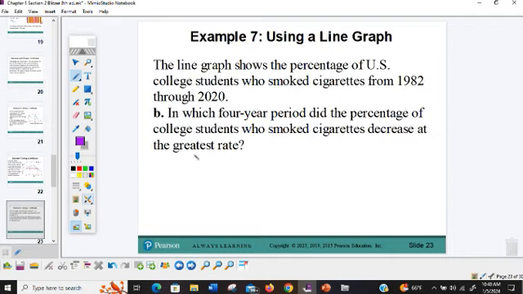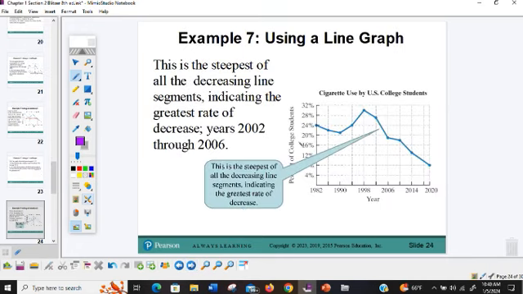Let's look at another question. In which of the 4-year periods did the percentage of college students who smoke cigarettes decrease at the greatest rate? So when was it going down the fastest? So let's look at the graph. We're decreasing here, then we start increasing. Now we go down again. All of these are decreasing. It looks like the one that is the fastest is between these two. Okay, so they're adding 4 each time. So this would be 2002 to 2006. That's the years where it decreased at the greatest rate.